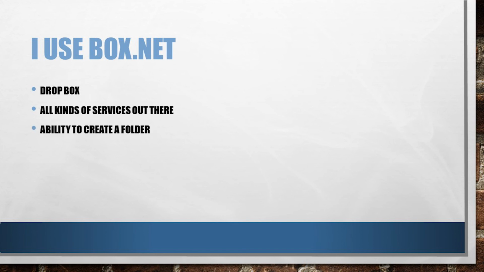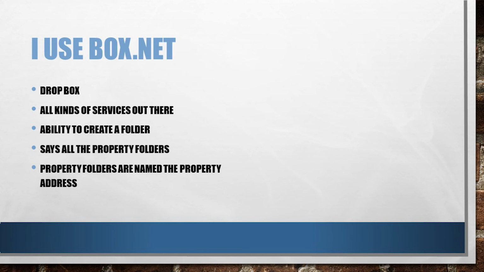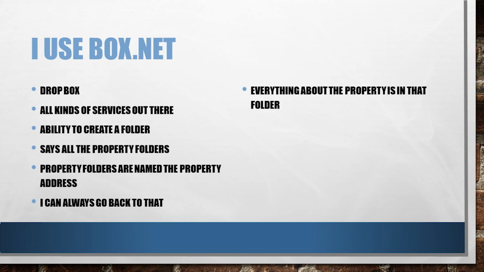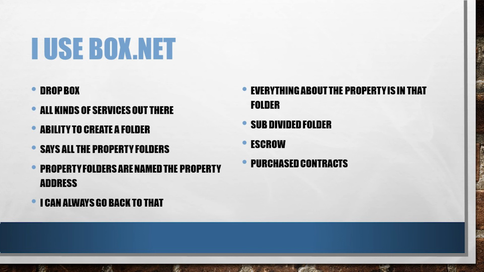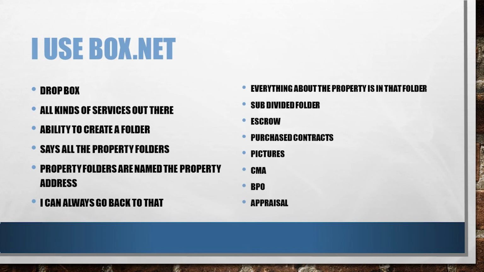And I like the ability to create a folder that says all the property folders, and then the property folders are named the property address. So I can always go back to that, and then everything about the property is in that folder in subdivided folders. And so we'll have escrow, and we'll have purchase contracts and all that kind of good stuff. But we'll have pictures and the CMA and the BPO and the appraisal and all that kind of good stuff inside of that. So keep track of all that.